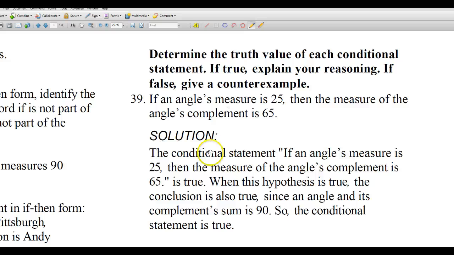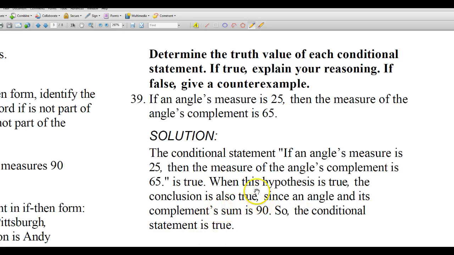So in our solution, the conditional statement, if an angle's measure is 25, then the measure of the angle's complement is 65, is true. When the hypothesis is true, the conditional is also true, since an angle and its complement's sum is 90. So the conditional statement is true.